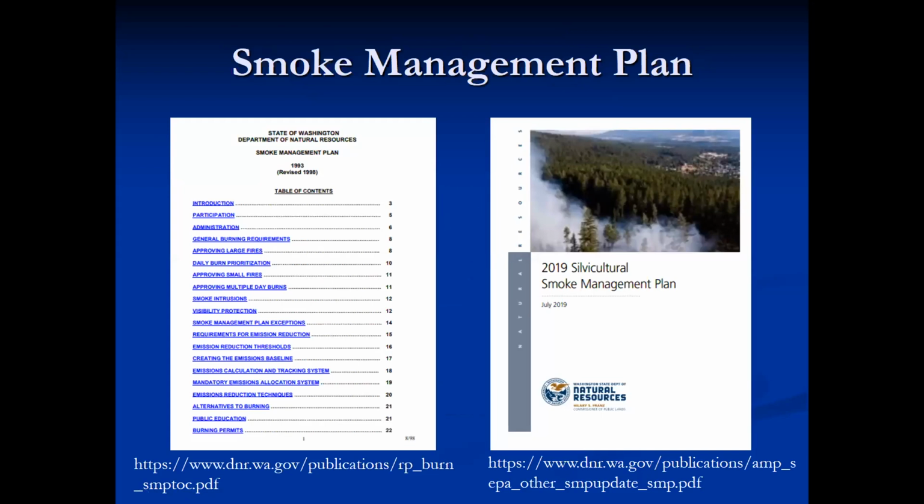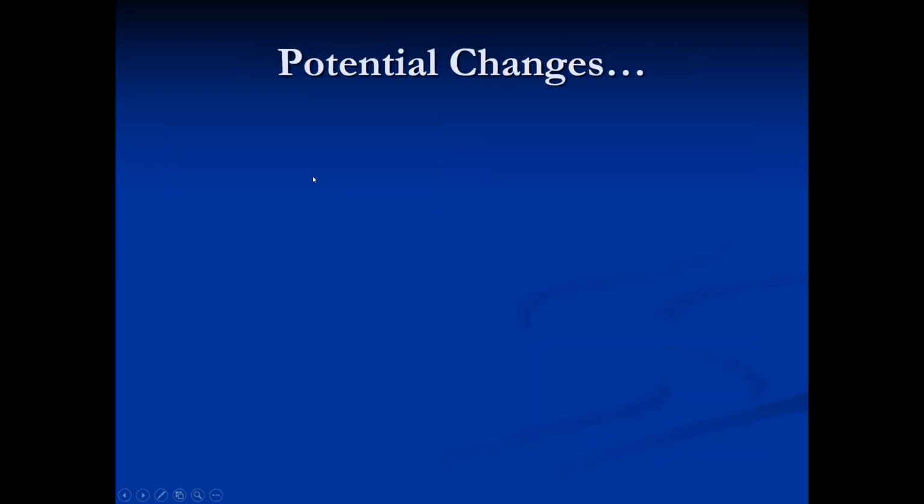So the plan that we're working under right now was completed in 1993, revised in 1998. We're currently under another revision right now with several different updates and improvements that we think will be pretty good for burners while maintaining good clean air. We're trying to get that through EPA right now, but right now we're still working off the 1998 revision.